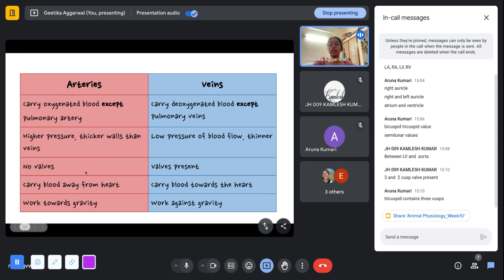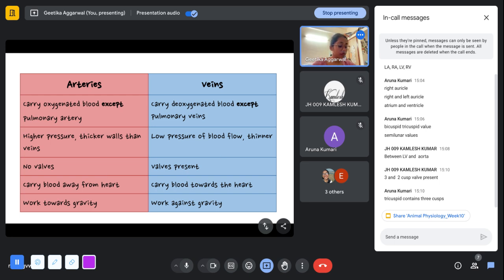Another major difference is that arteries do not have valves, but veins have valves present in them. Can anybody tell me why is so? Why do arteries not have valves? How is blood being propelled there? And why do veins have valves present in them? How do these help in the propulsion or the movement of blood through the veins?